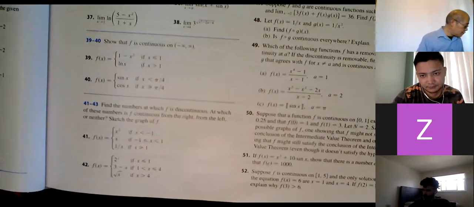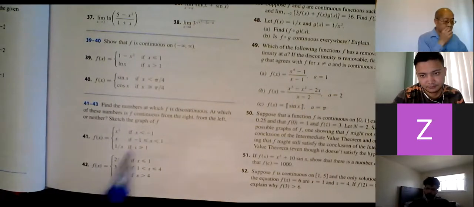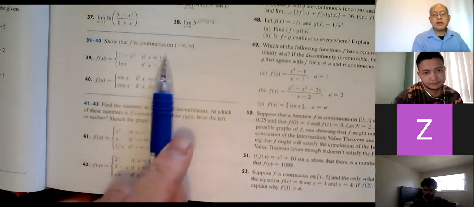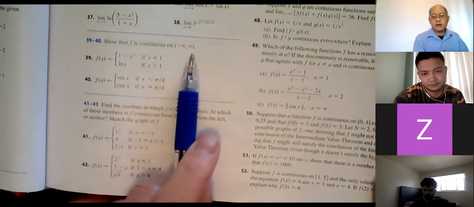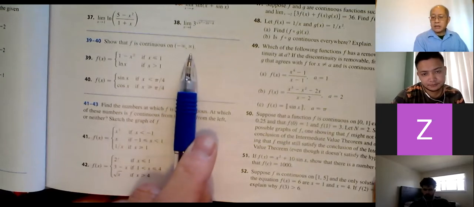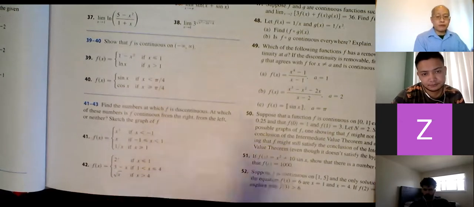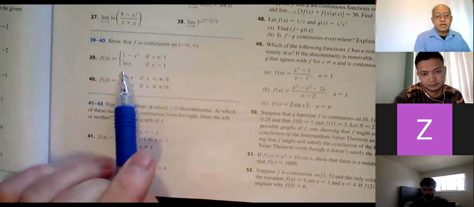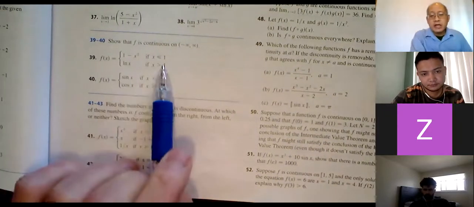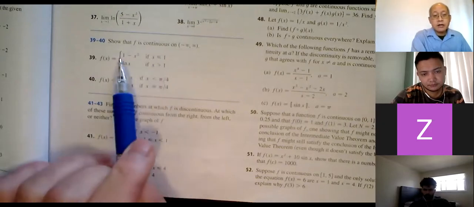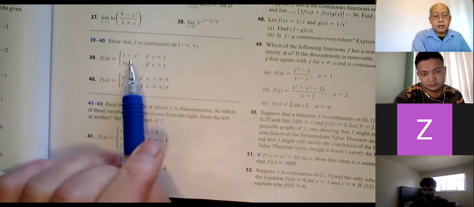Number 39 is a little bit different. How do I do 39? Show that f is continuous on negative infinity to infinity. What's negative infinity to infinity? That's the same thing as all real numbers, right? You go forever to the left and you go forever to the right. So they give me this piecewise defined function. Now, the only point in question is x equals 1, right? 1 minus x squared is a polynomial. We already know that's continuous everywhere.